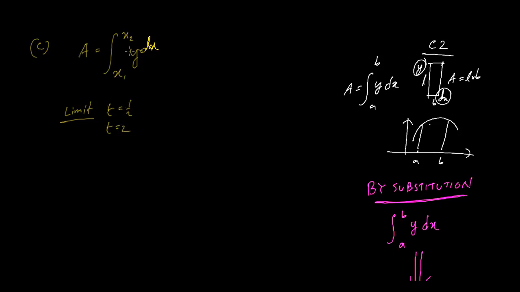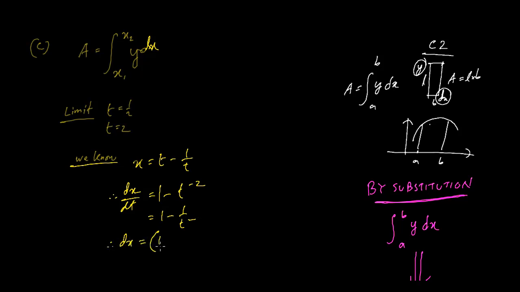And we also know x equals t minus 1 by t, so therefore dx by dt is 1 minus t to the power minus 2, that means 1 minus 1 by t square. Therefore dx equals 1 minus 1 by t squared dt. So we already know this.